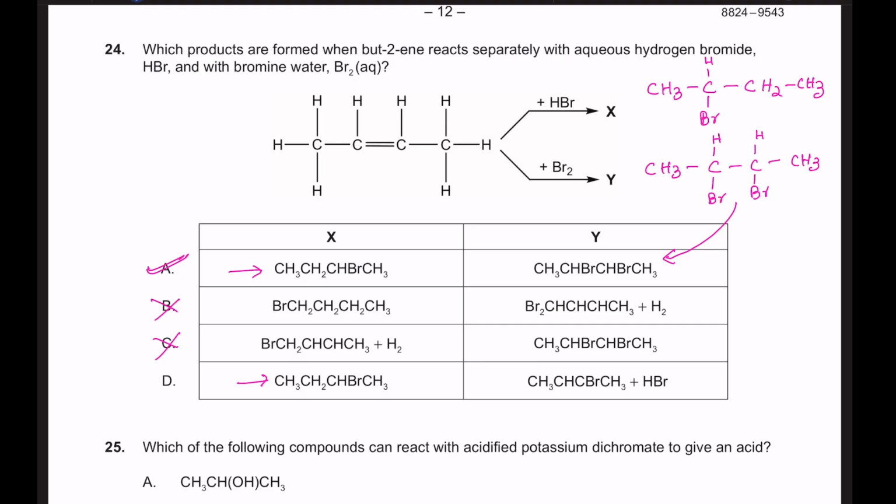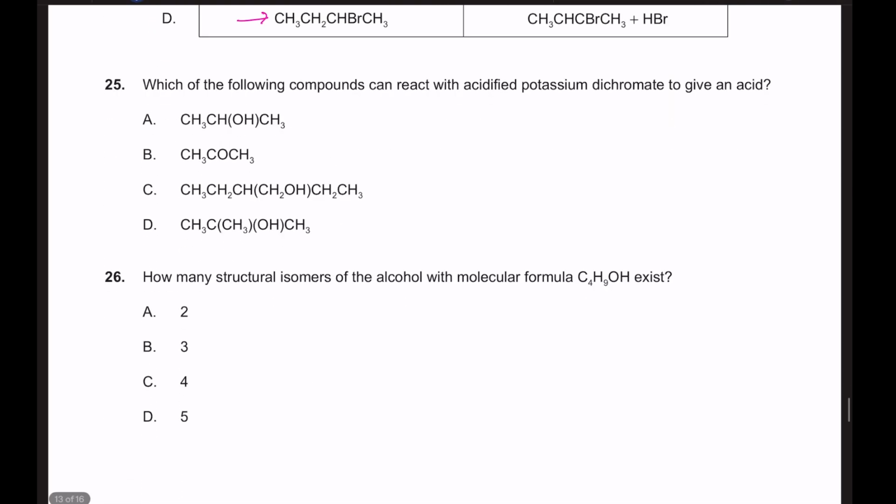24 would be A. Now moving on to 25, which of the following compounds can react with acidified potassium dichromate K2Cr2O7 to give an acid, right? Primary alcohols can be oxidized to form acids. Okay, the first one is a secondary alcohol. At most you can create a ketone if you oxidize it, but you cannot create a carboxylic acid. Part B is already a ketone, cannot be oxidized further.